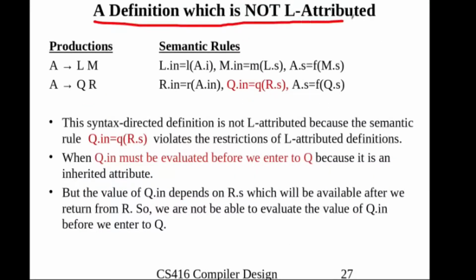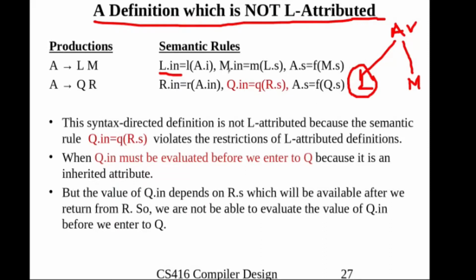Look at a definition which is not L-attributed. Let us see. A gives LM, so the production is A, and its parse tree looks like L and here M. Dot in indicates an inherited attribute, dot S indicates a synthesized attribute. Then the inherited attribute of L depends on the parent, where L, M and F are semantic functions. A is the parent node, so there is no problem. It comes under an L-attributed definition.